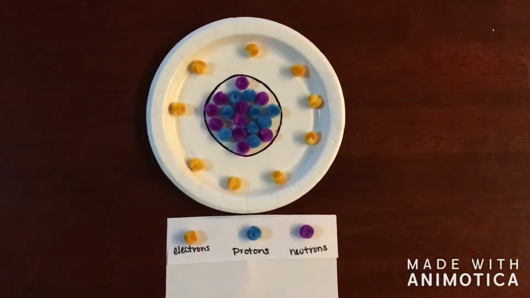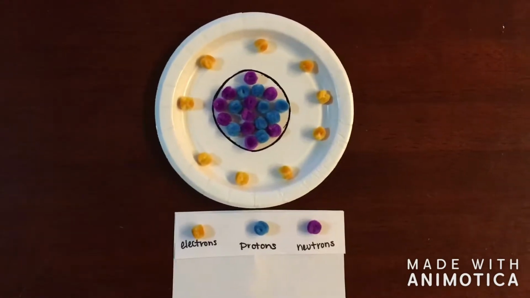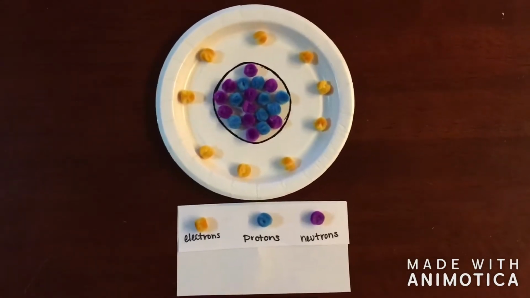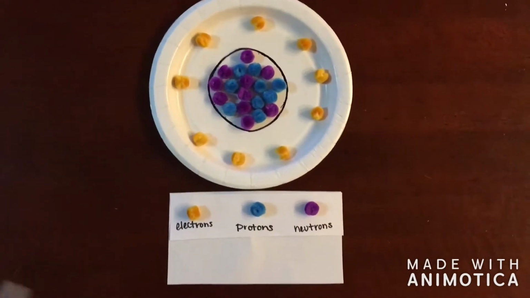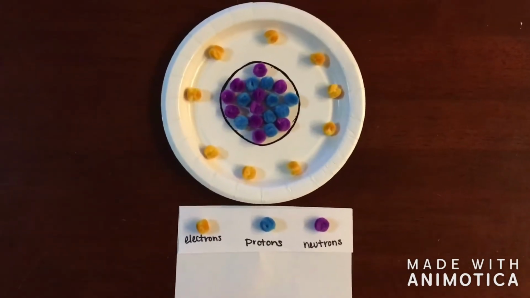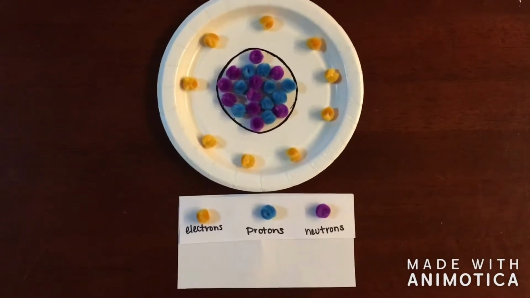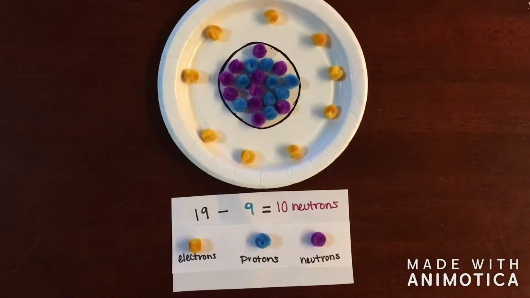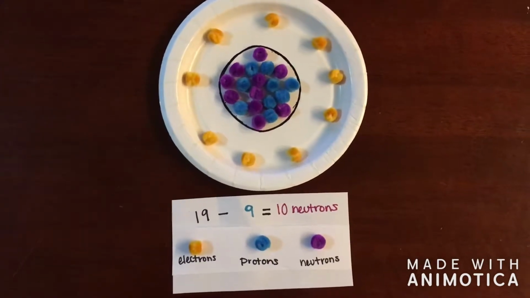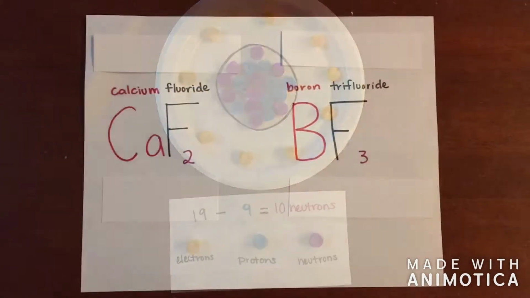For every element in the periodic table, there are three subatomic particles that make up its structure. They are known as protons, electrons, and neutrons. Fluorine contains 9 electrons and protons. In order to calculate the number of neutrons, you have to take the atomic mass of fluorine, which is 19 AMUs, and subtract the number of protons to get 10 neutrons.